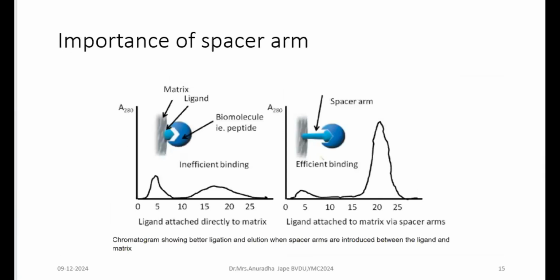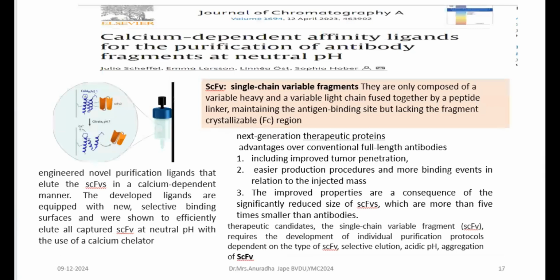Right, now let's take one example and then we conclude for today. That is, calcium dependent affinity ligands for purification of antibody fragments at neutral pH. Each word is very important. Calcium dependent, so calcium is going to work in the neutral and alkaline range. Neutral pH is very important when we talk about the native and functional structure of biomolecules. Second is purification of antibody fragments. Generally, in the first lecture, when we talked about affinity chromatography, we talked about antigen antibody interactions as the sole basic principle by which biological specificity is exploited.